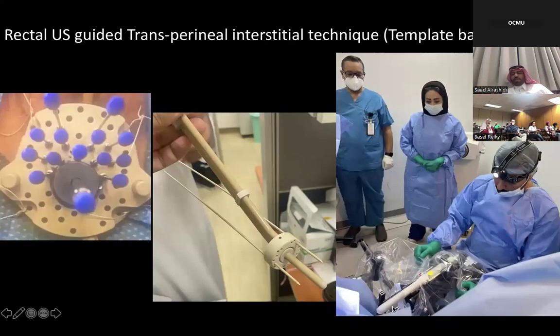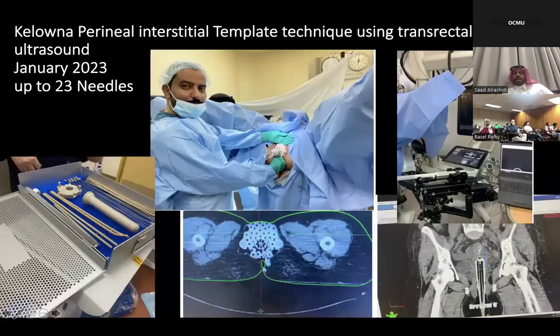Now we use the ultrasound-based technique. We insert it in the rectum, and then we guide the needle. If there is no uterus, for example in recurrent disease, we do the template-based technique, called the Kelowna, from the Canadian city, where the design originates. You insert from the perineum and place the needle where your disease is. This is the Kelowna technique that we adopted here.